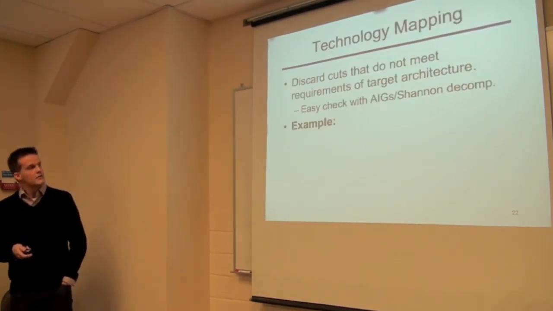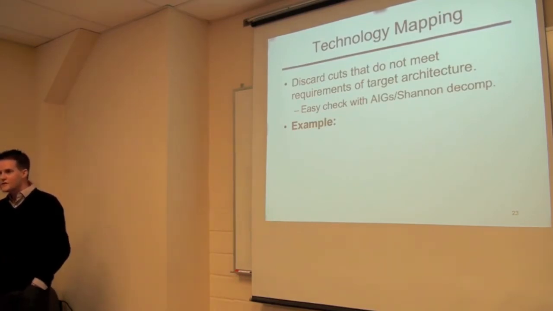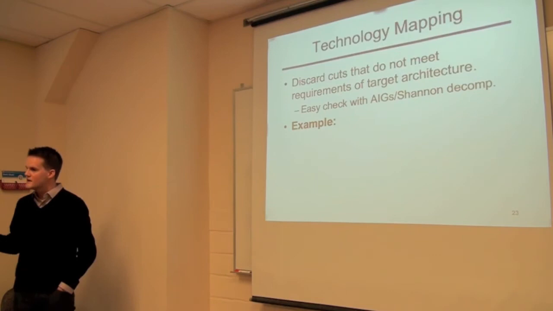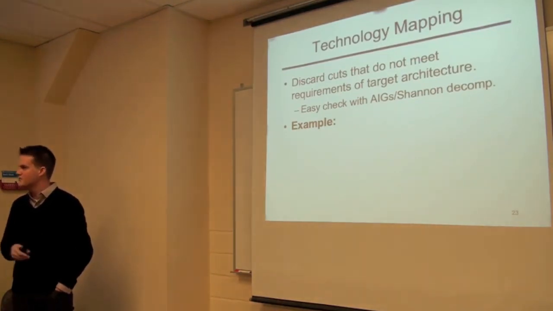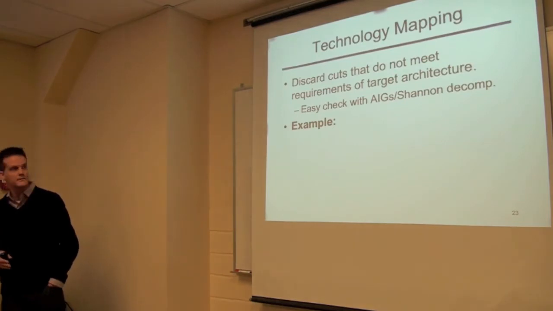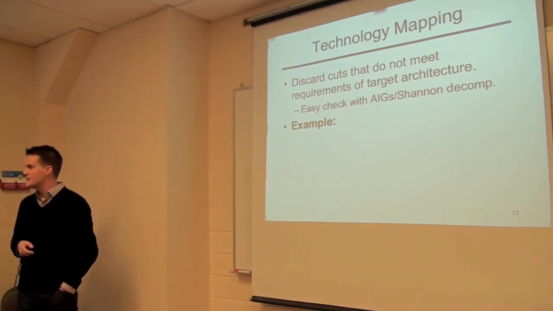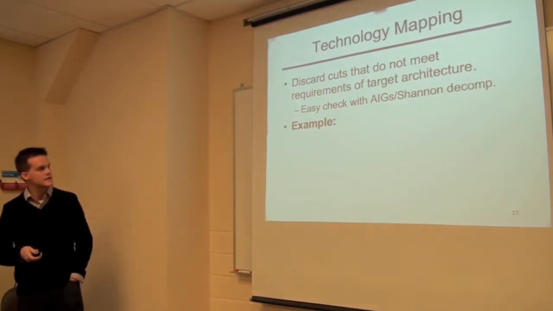The way we map into all these different architectures is we change the cut-based mapper. We just ignore cuts that can't fit into the architecture we're trying to map to. So we skip over those ones. They're disqualified, basically. We discard cuts that don't meet the target architecture, and that's easy to check with AIGs, AND-inverter graphs in ABC, and Shannon decomposition.